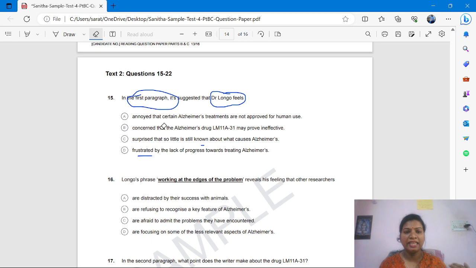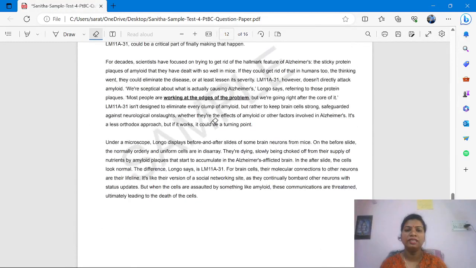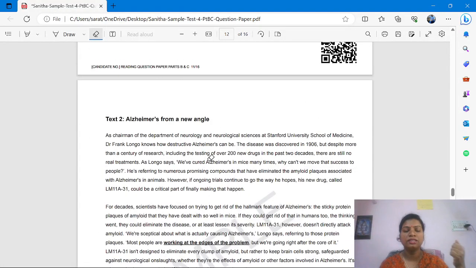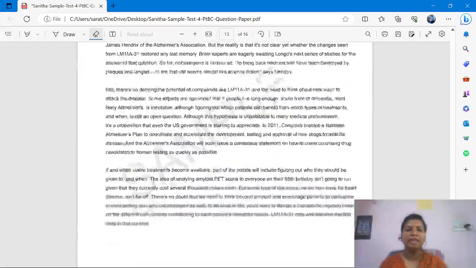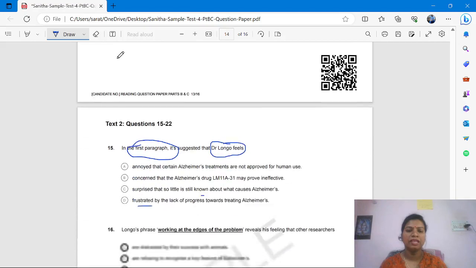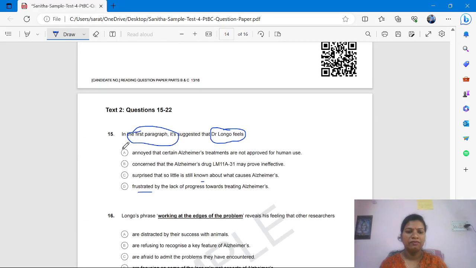Is it saying anything that he is annoyed that treatments are not approved for human beings? In the first paragraph, it is not saying anything about treatments not being approved for human beings, so we can eliminate this option. Use the elimination technique. Whenever you do a practice test for part C, use the elimination technique.